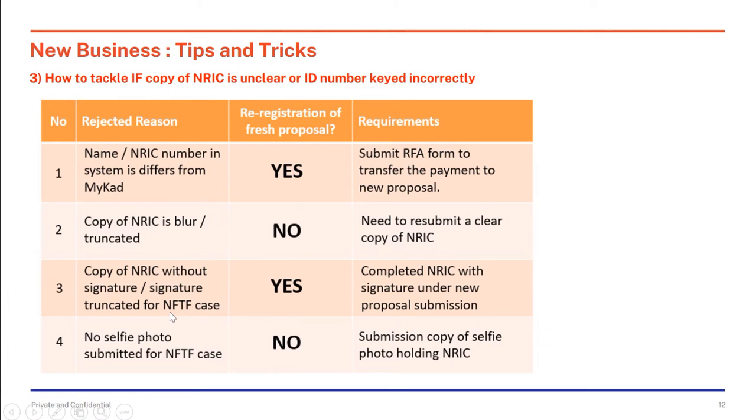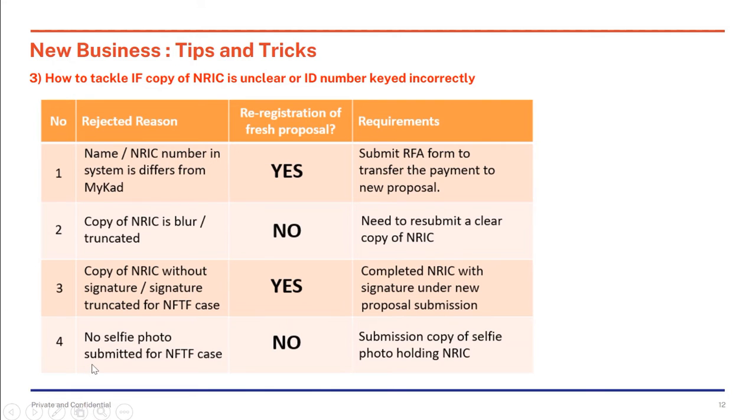Okay, then for the third one, this is for those like the NRFDF case, or maybe the copy of NRIC without the signature, or the signature is truncated. So it means that the customer omitted to sign, or maybe the signature can't be viewed in our record. So for this scenario, yes, you have to resubmit the new proposal again. Then you submit the completed NRIC with the signature under the new proposal submission.